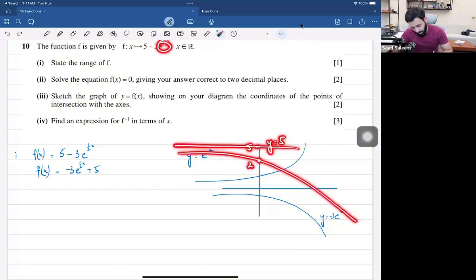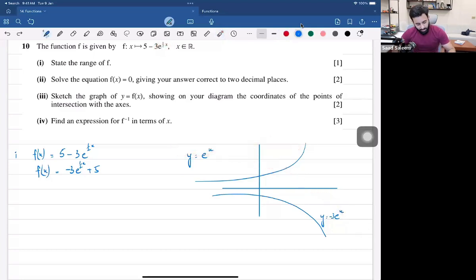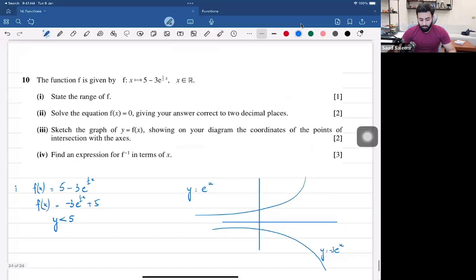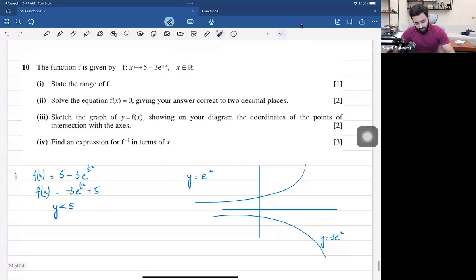Okay? So as you can see, the shape of the graph is such that the greatest value it reaches is 5, and all the other values are less than 5, so that means y is less than 5. So moral of the story is, don't just look at the constant and write down the range. Look at the sign on e, look at the coefficient of e, see what the shape of the graph is, and then determine the range.